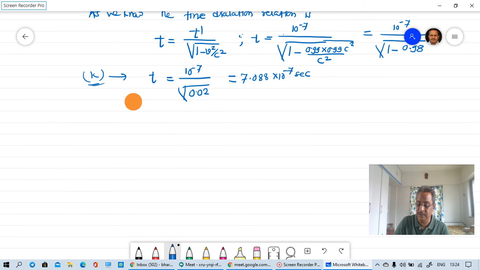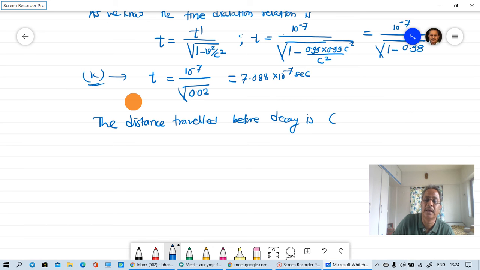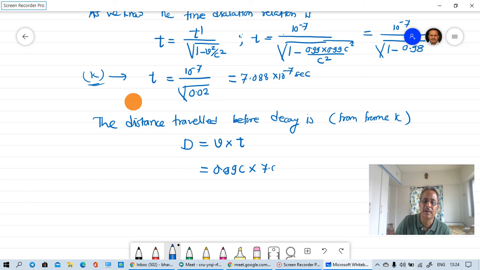And therefore next is the distance traveled before decay. Again this description is from frame K, the stationary frame of reference. It's a simple calculation. Distance traveled is the product of velocity into its lifetime t. So I know v is 0.99 c, and t is obtained to be 7.088 into 10 raised to minus 7 seconds.